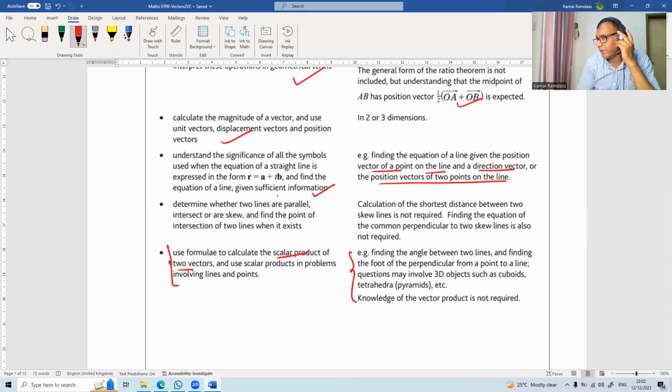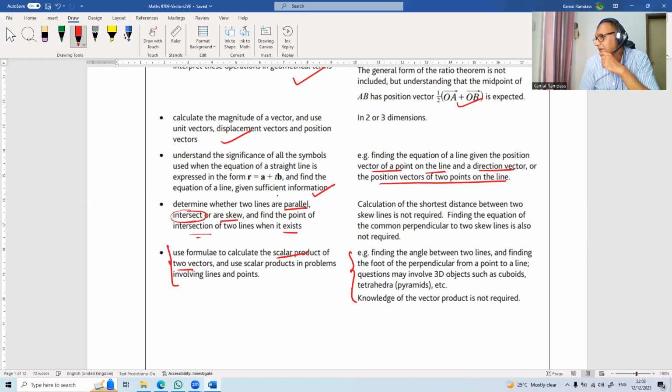OK? Determine whether two lines are parallel. Nous determine. Intersect. Nous determine. Skew. On explique why. Ça veut dire qu'on fait le même process pour intersect, et du moment que the x, y, z coordinates are not the same, they are skew. And find the point of intersection. Ça aussi, nous faisons, of the two lines when it exists.